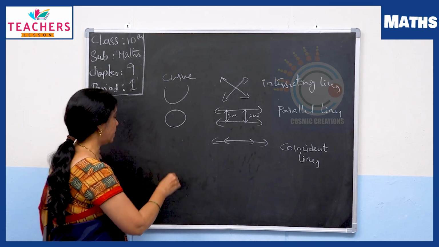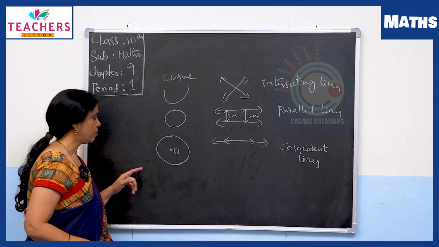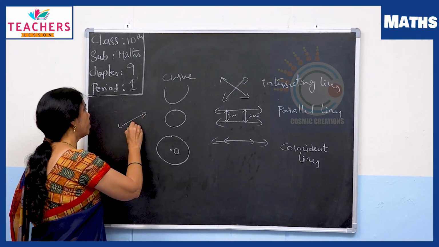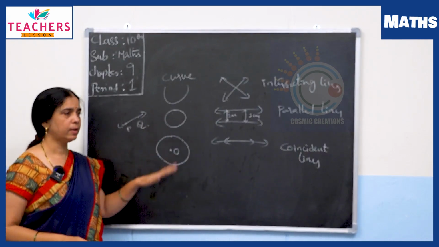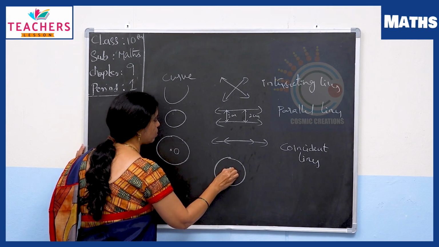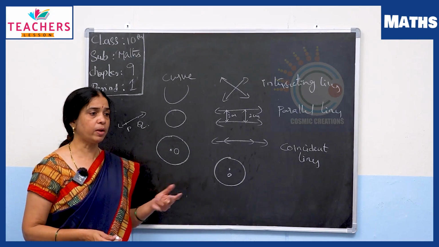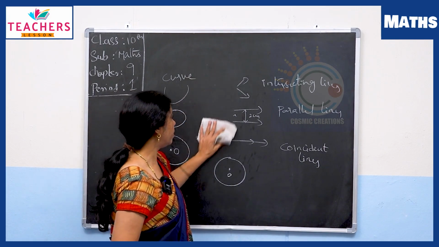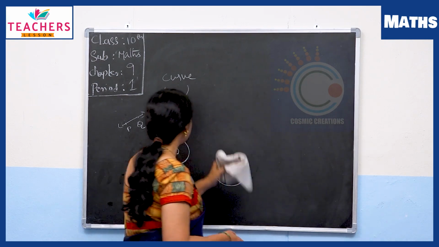Take a circle with center O. Now, what is the position of a line PQ? Take a line PQ. What is the position of this line and this circle on the plane? Intersecting means how they will be. Suppose you are asked to draw a line and a circle on a plane. How will you draw? Intersecting, parallel, coincident?